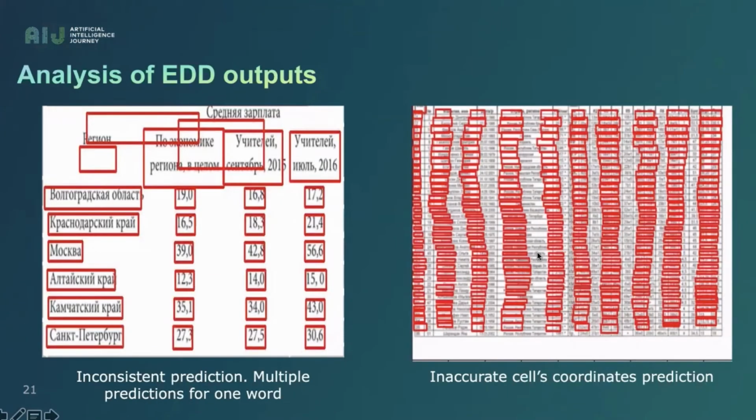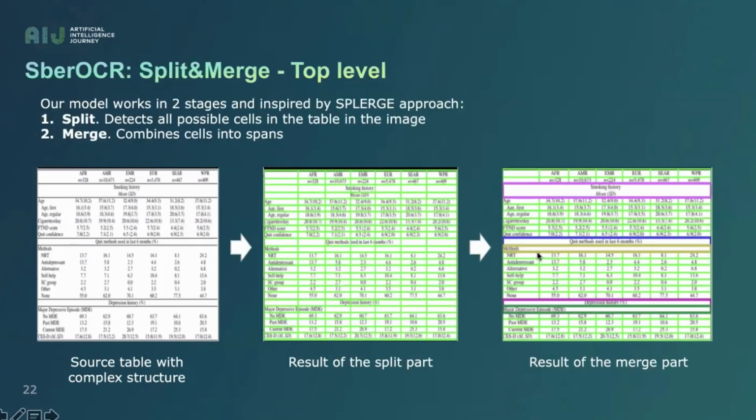There are 2 obvious disadvantages of this architecture. The first is shown on the left. Predictions of this model are inconsistent, and one word may have several predictions. The second problem is shown on the right. The coordinates of words in this model are quite inaccurate because of the regression part of the network. So we were looking for other approaches and chose the segmentation approach that doesn't have the disadvantages above.